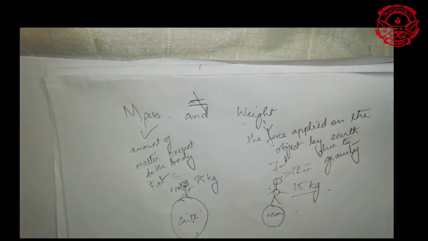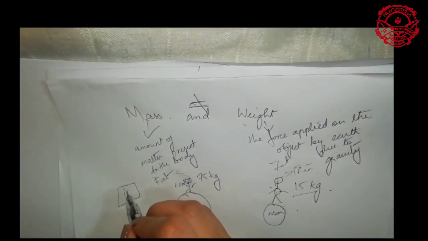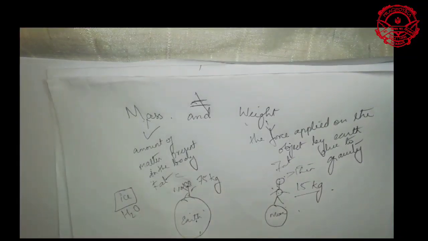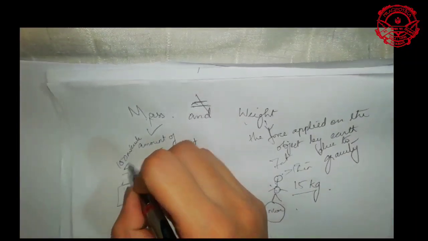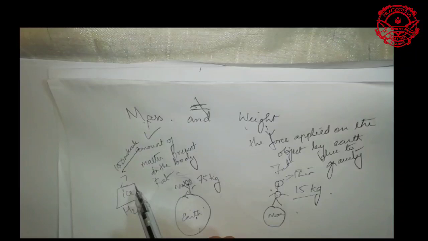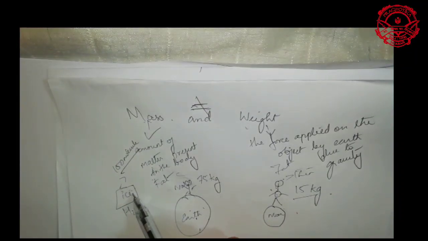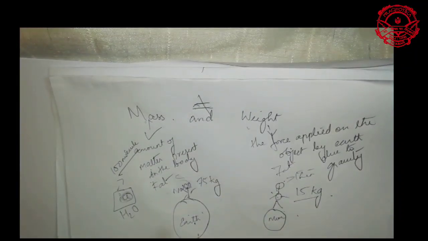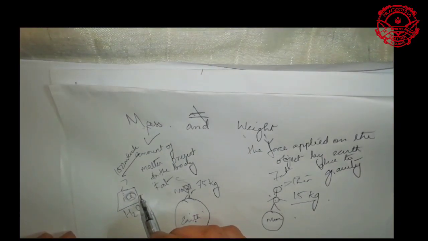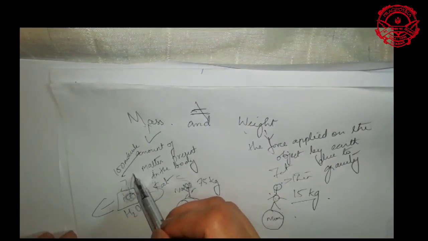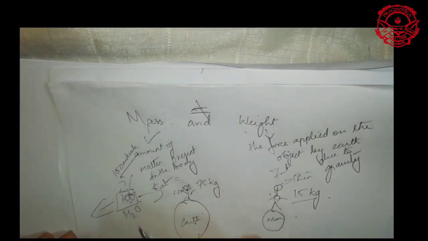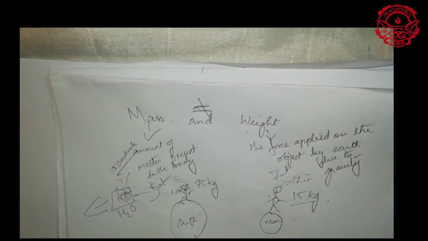Let me give you an example of water. You all know ice, right? Suppose ice is made up of H2O, 2 atoms of hydrogen and 1 atom of oxygen. Let's think that in this ice you have 100 molecules. So this 100 molecules is your mass. The amount of matter present in this ice is 100 molecules. If I move this ice this side or this side, it will not change the fact that there are 100 molecules inside this ice. So mass and weight are completely different.